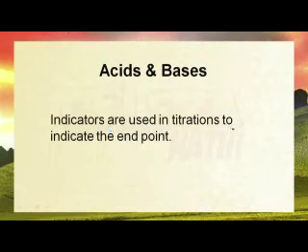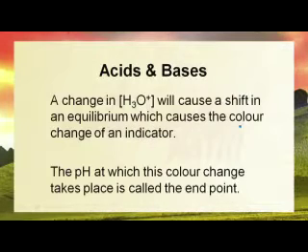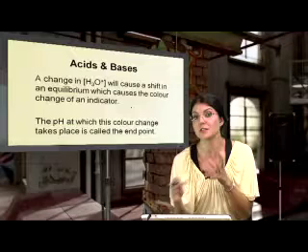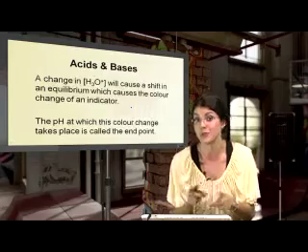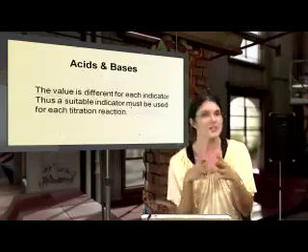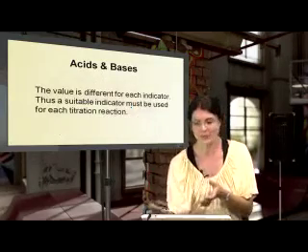So the first thing that we're going to say here is that our indicators are used in titrations to indicate our end point. And we said that the change in our hydronium ion concentration will cause a shift in an equilibrium, which will cause the color change of this indicator. And the pH at which this color change takes place is the end point. So remember, the end point is where these two things are going to end up neutralizing each other. Okay, so let's quickly take a look at the different types of ones that we can get.